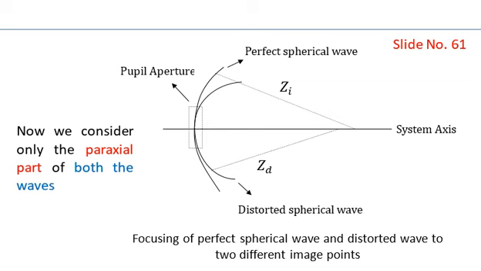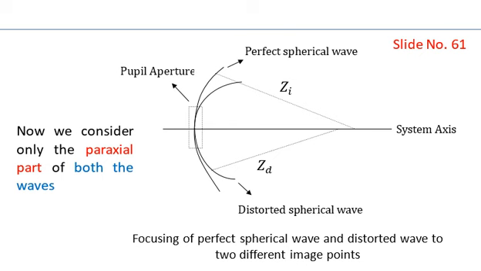So you see that we have shown our geometry, we have shown a perfect spherical wave, we have shown a distorted spherical wave, and we have also shown the two positions at which they will be focused. And you know that here in this case the distorted spherical wave will be focused to the left of the sharp focus point, because the sharp focus point is related with the perfect spherical wave. Now we consider only the paraxial part of both waves.